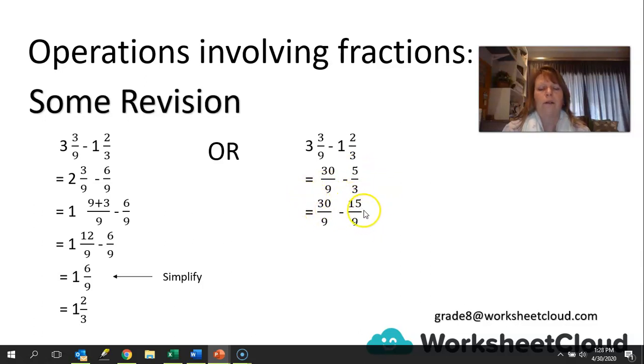I can now subtract. 30 minus 15 gives me 15 over 9. Remember your denominators stay the same. 30 minus 15 is 15 over 9. I can convert that back into a mixed number. That's going to give me 1 and 6 over 9. It is exactly the same as on the other side. So I have to now simplify. That becomes 1 and 2 over 3. So either way, if you do it that way or you do it that way, it is going to give you the same answer. It just depends on how you prefer to work. Totally up to you.